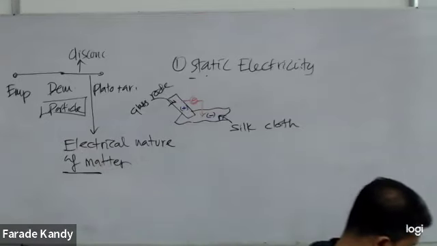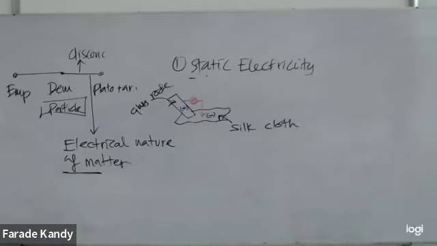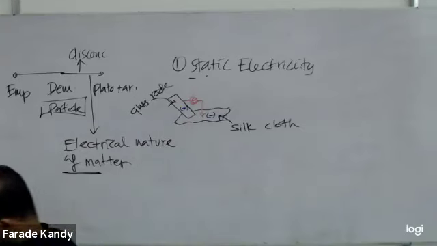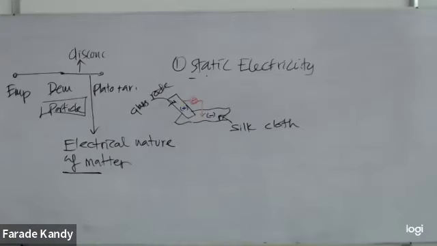Then start a new point and write: there is a static electricity between the glass rod and the silk cloth due to these opposite charges.